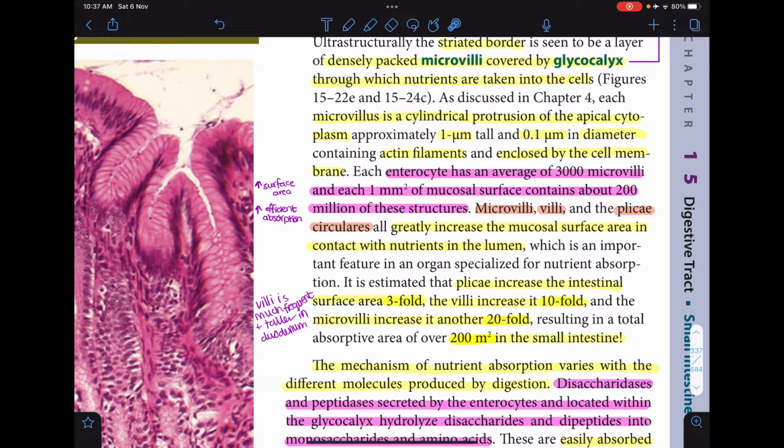So the small intestine is approximately 5 meters in length, but it has an absorptive area of over 200 meters square, and this is because نفس ما حكينا هلا لازم يكون في عنا كتير surface area عشان يصير في عنا a more efficient absorption. And just a quick note is the villi is much more frequent and much taller in the duodenum.